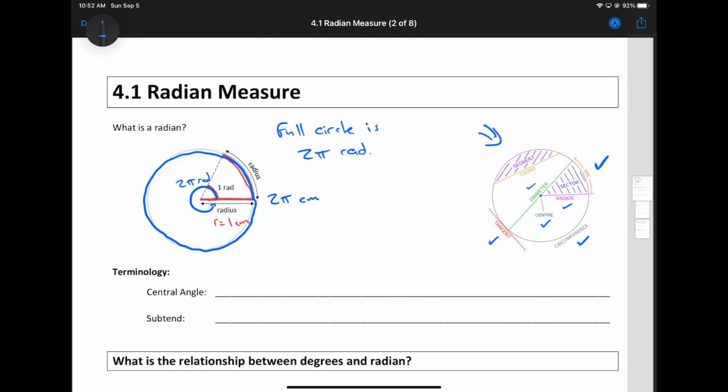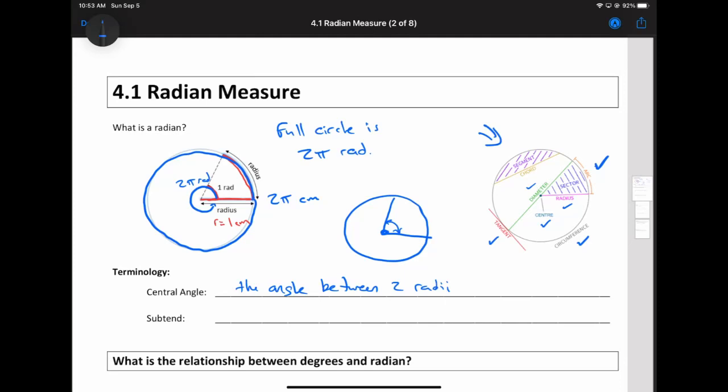A couple other pieces of terminology. Again, not that they come up a huge amount, but enough that you should know what they are: central angle and subtend. So central angle is just the angle between 2 radii. Just to draw this over here, if I take any 2 lines coming from the center, we'll pretend that's the center. My drawing's not great. This would be the central angle.